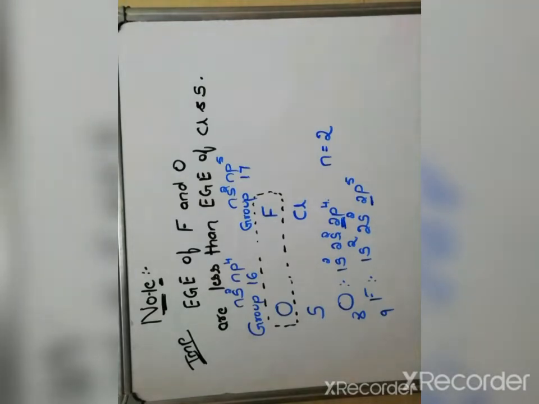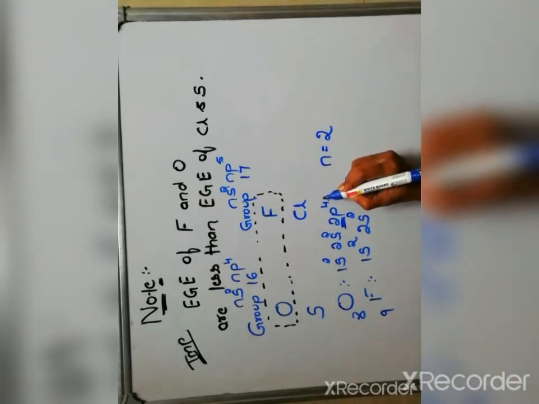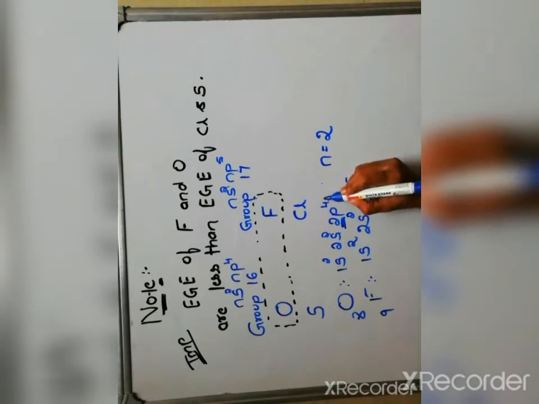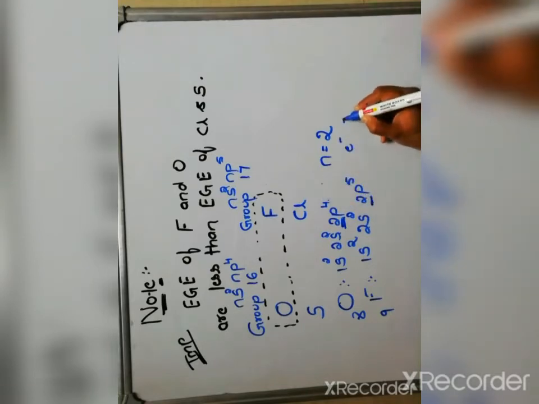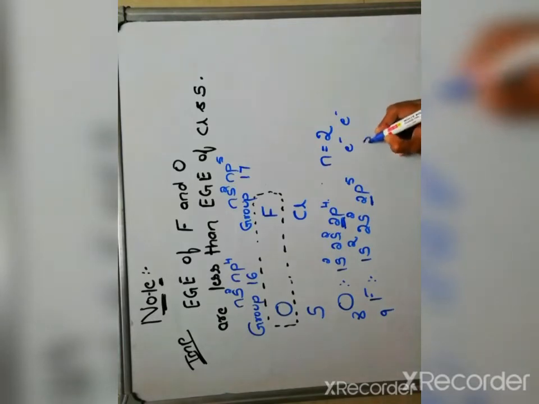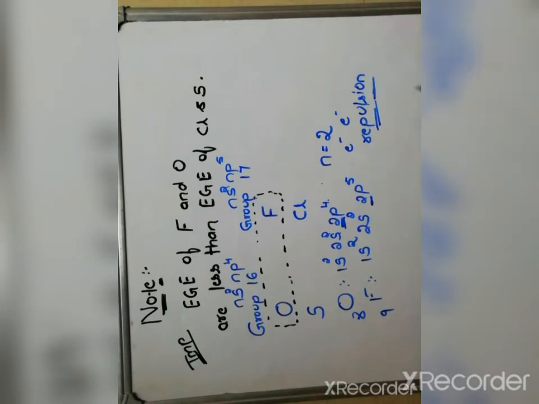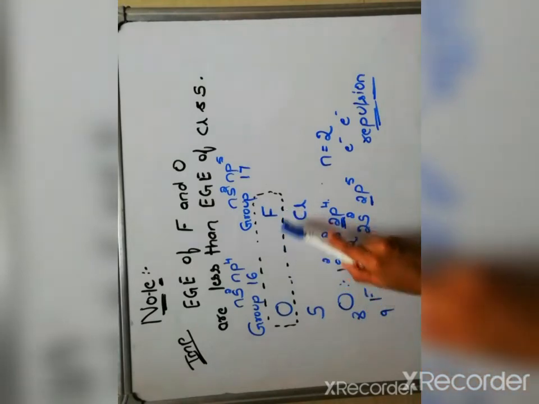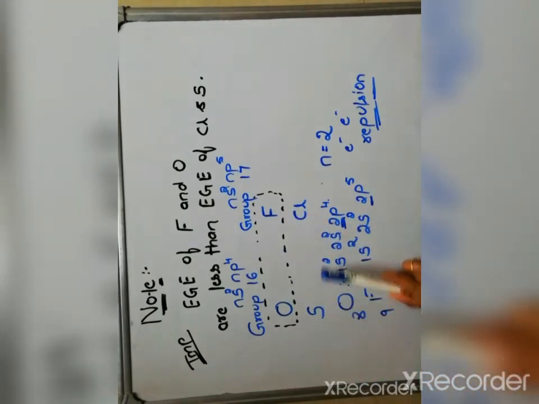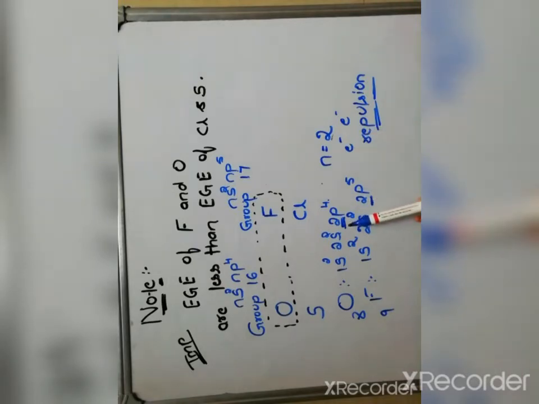When the added electrons enter into the same shell, what happens between the electrons? Between the two electrons the repulsion will take place. For that reason the electron gain enthalpy of oxygen and fluorine is less when compared to that of sulfur and chlorine. Once again, here the added electrons will enter into the same shell, and this results in the repulsion of the electrons.